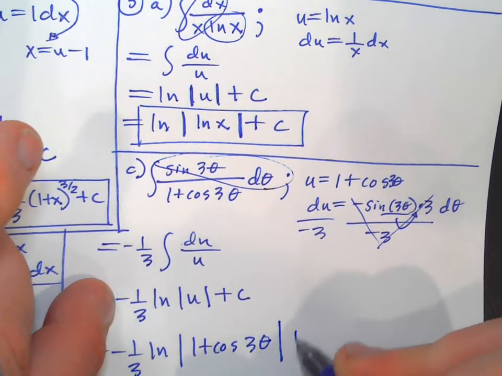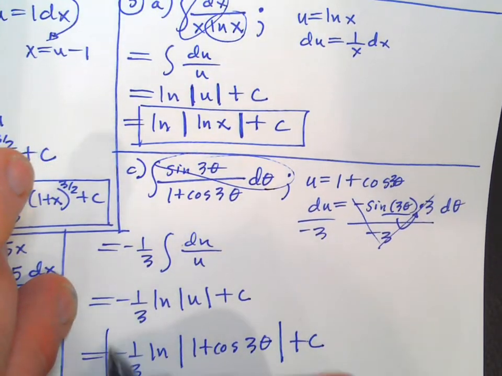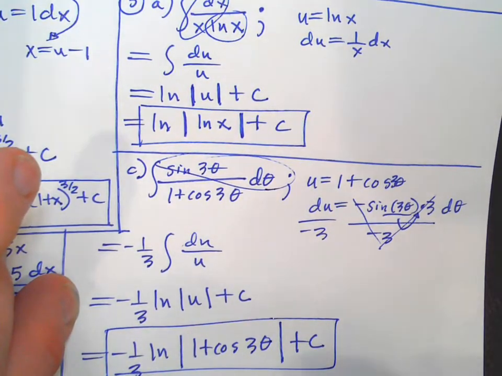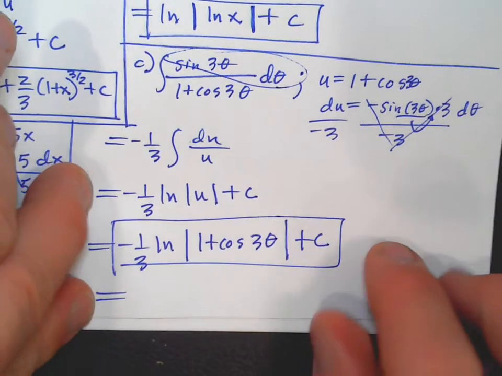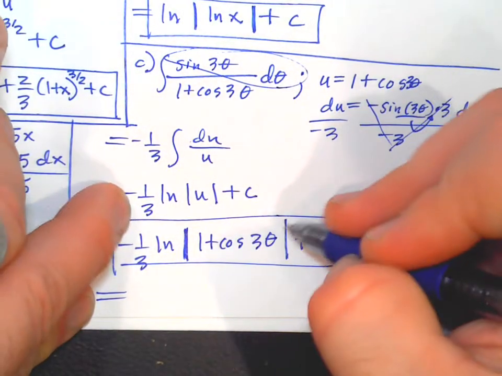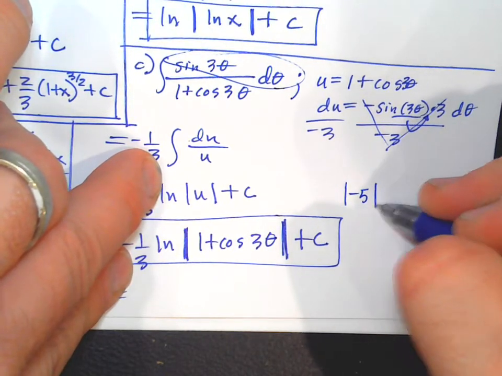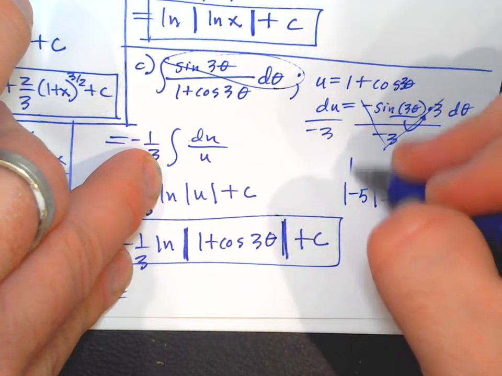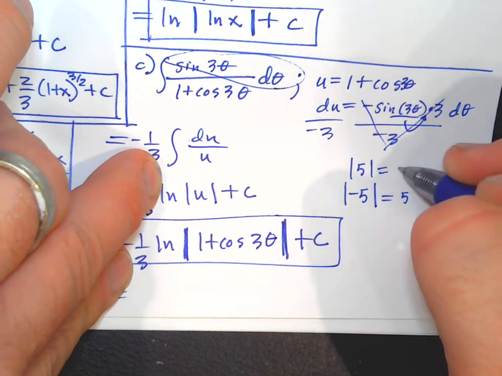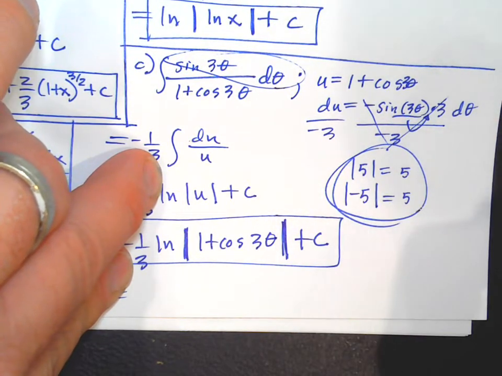Now, an interesting thing here is that I'm going to claim this is not the best final answer. If you have absolute values in the answer, you should get rid of them if you can. For instance, if the answer was absolute value of negative 5, you'd say it's 5. If the absolute value of 5, you'd just say 5, right? You wouldn't leave the absolute values there.